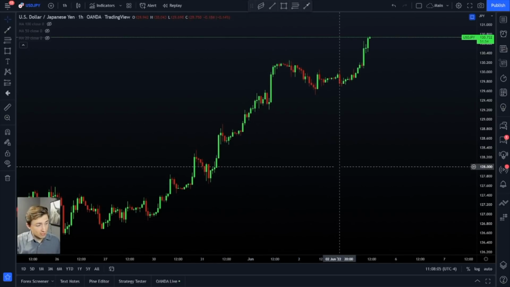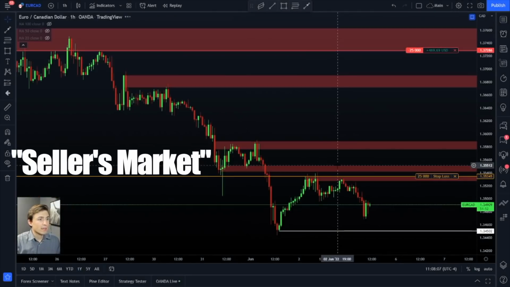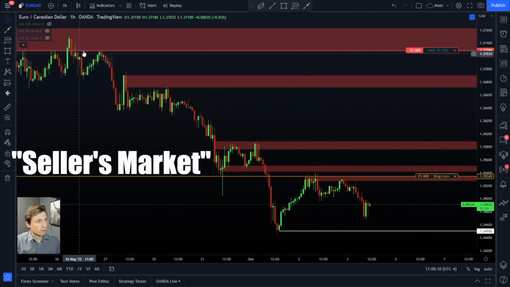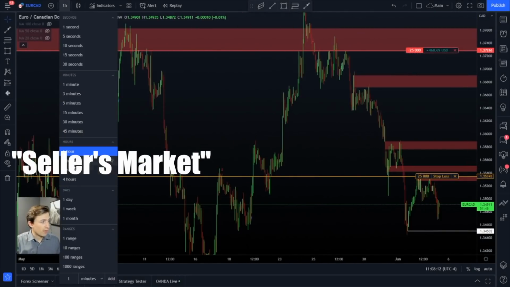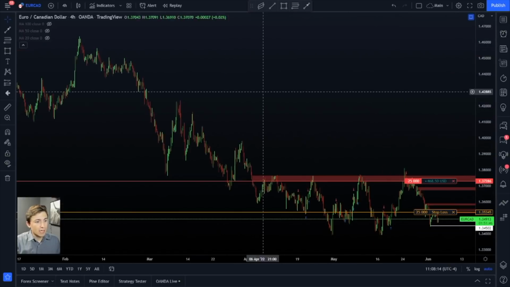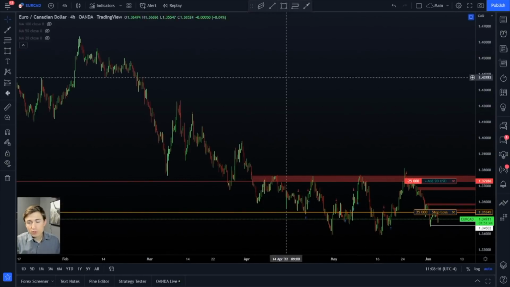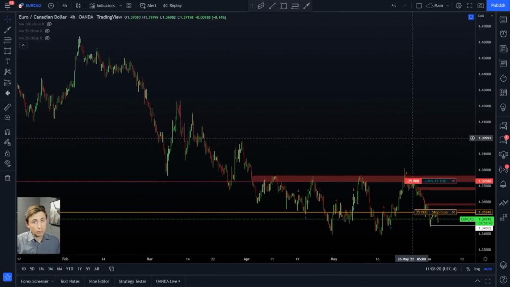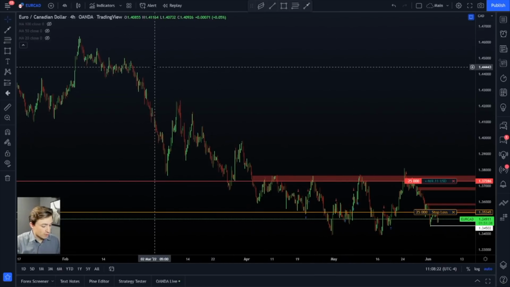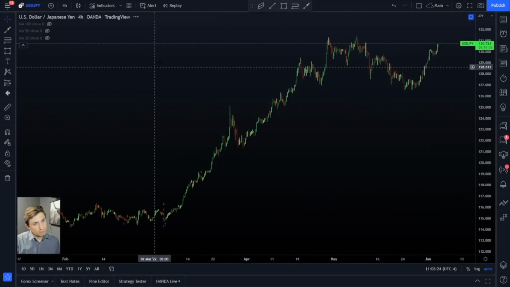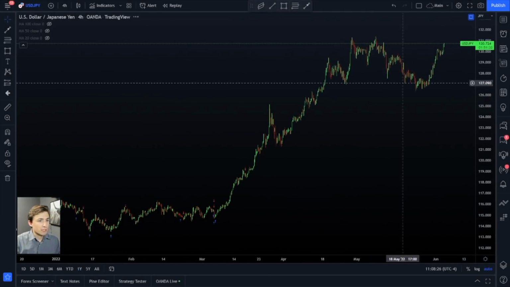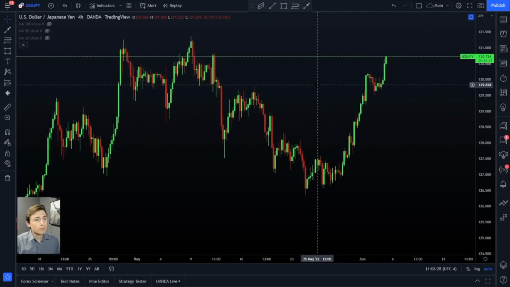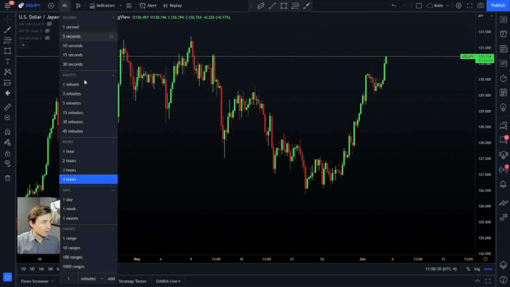On the flip side, a seller's market, like we just looked at with GJ, I'm selling this thing. I've been short here since around these areas. Overall, on the higher time frames, we have seen a nice downward trend. I am looking for sells only. There's no reason for me to buy this until there are signs of a reversal, which we can talk about in a future episode. When we take a look at dollar yen, this is a buyer's market. Until further notice, until proven otherwise, we are predominantly looking for longs.